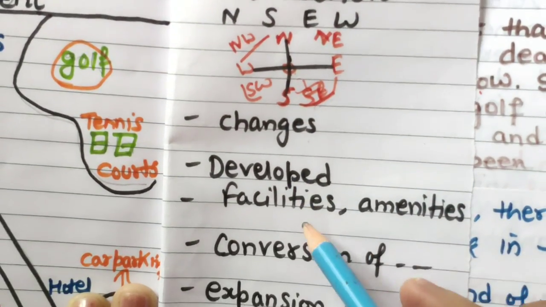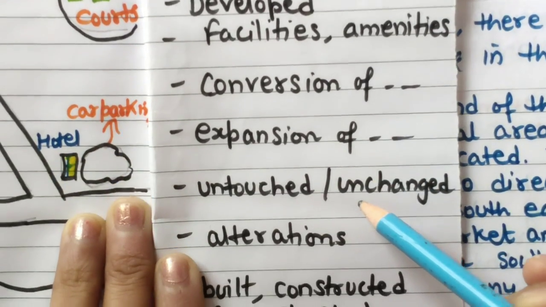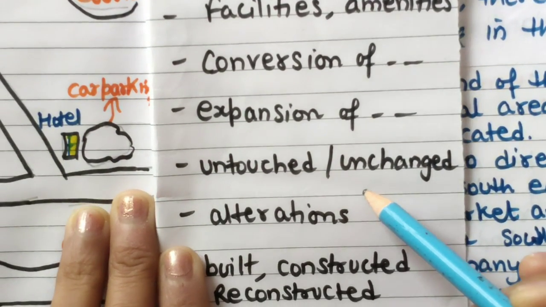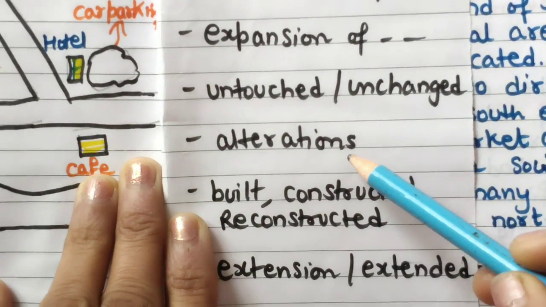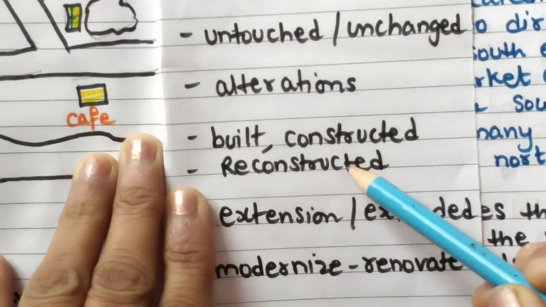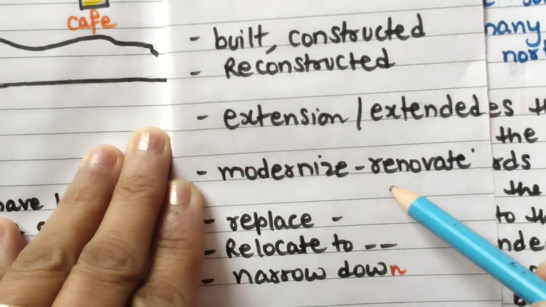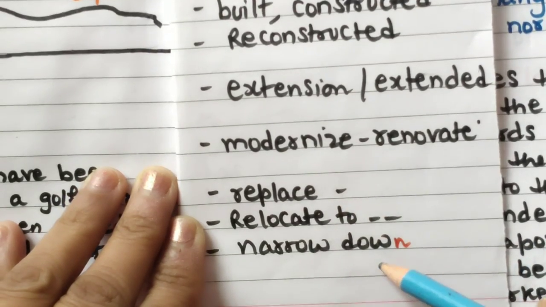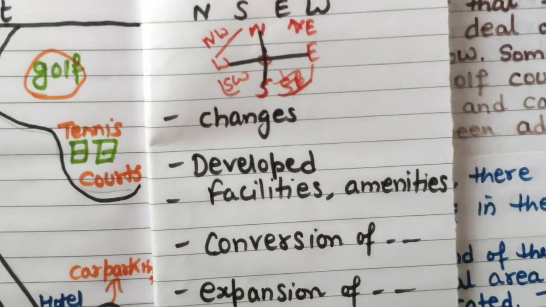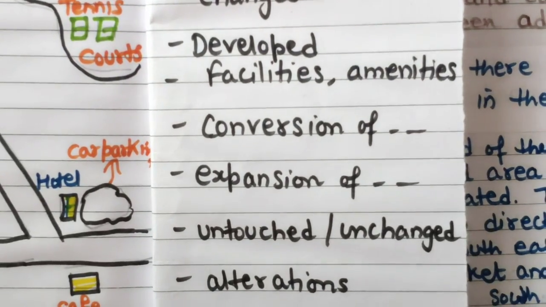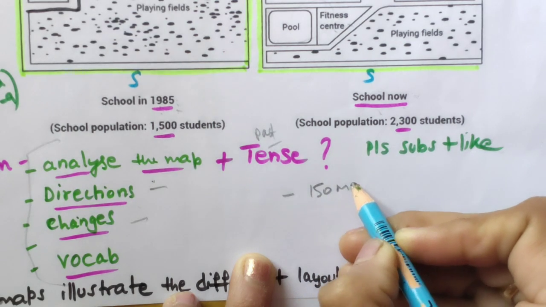Changes, developed, facilities, amenities, conversion of, expansion of, untouched or unchanged, meaning whatever has not changed, you can write untouched or unchanged. Alterations, built, constructed, reconstructed, extension, extended, modernize, renovate, replace, relocate, narrow down. Use these vocabulary words. Please make notes for your writing task 1. And of course, the rule is that you should write a minimum of 150 words.